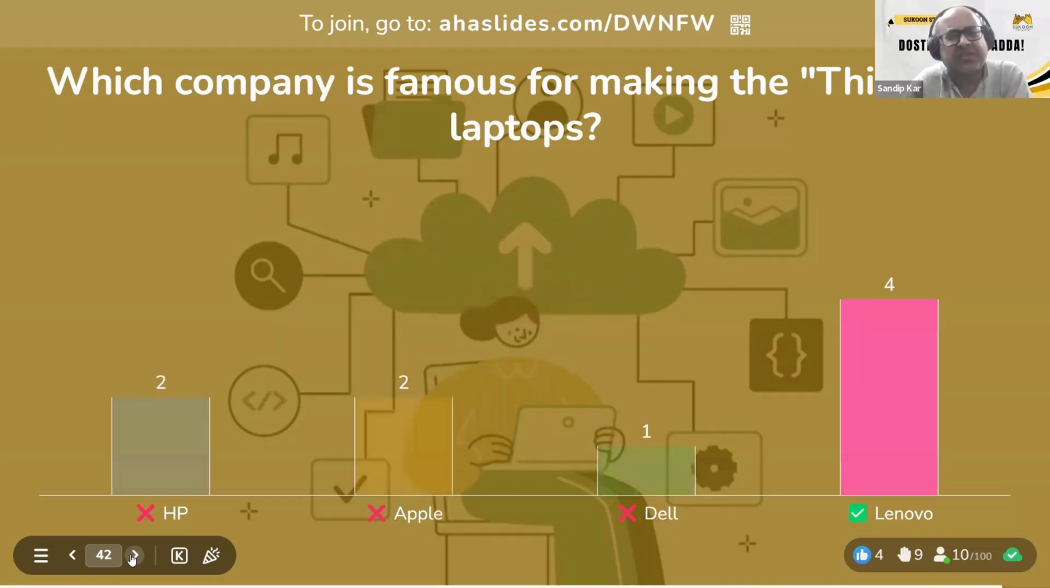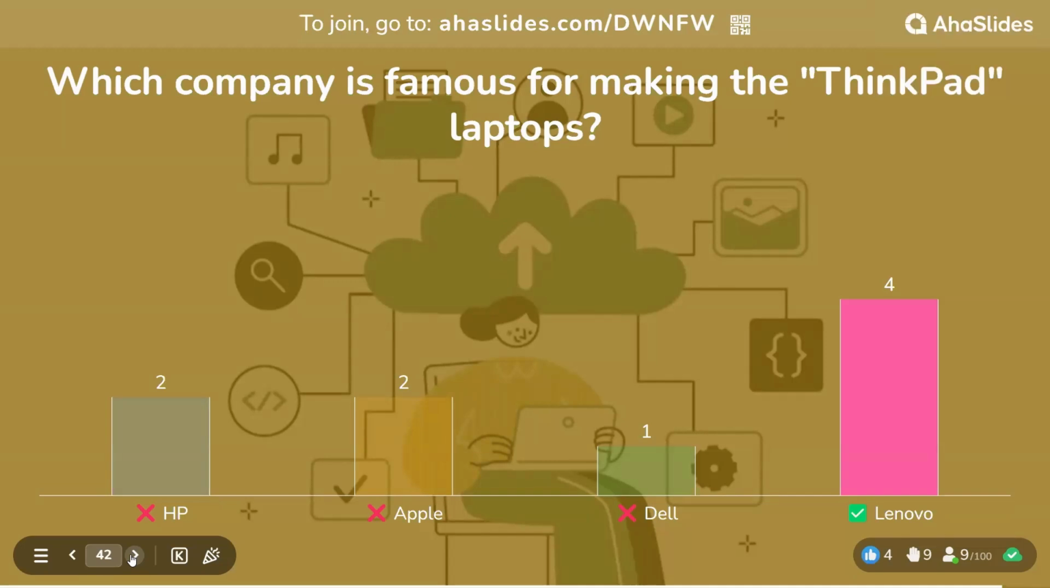Everybody knows it, whoever uses a ThinkPad. Basically IBM made ThinkPad, and then that business was taken over by Lenovo. So now it is Lenovo, but it was made by IBM. Oh, I didn't know that. I thought it was Apple. I've always used ThinkPad in my life. IBM is famous for ThinkPads, but now they don't sell it anymore. They don't have the business. It's with Lenovo.